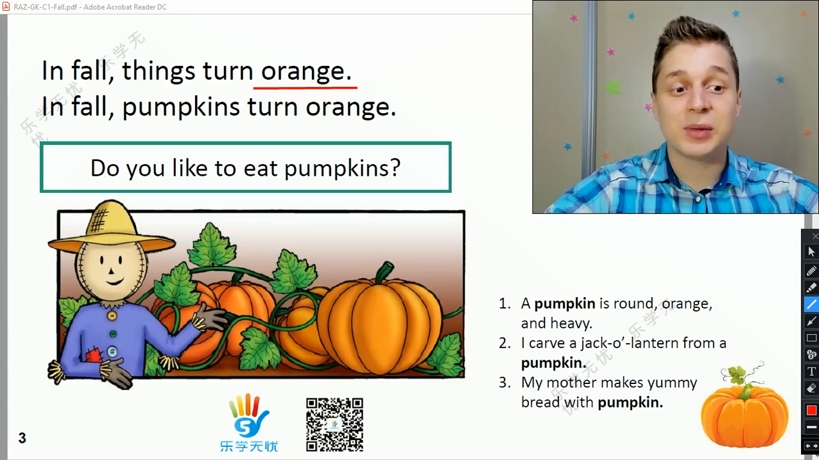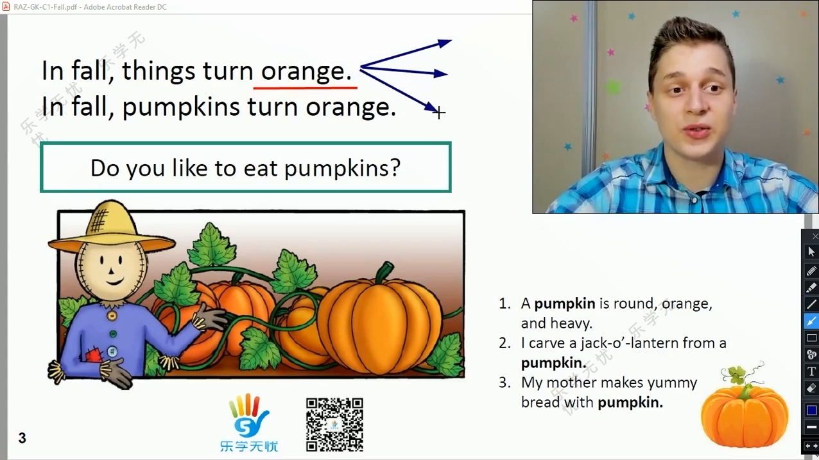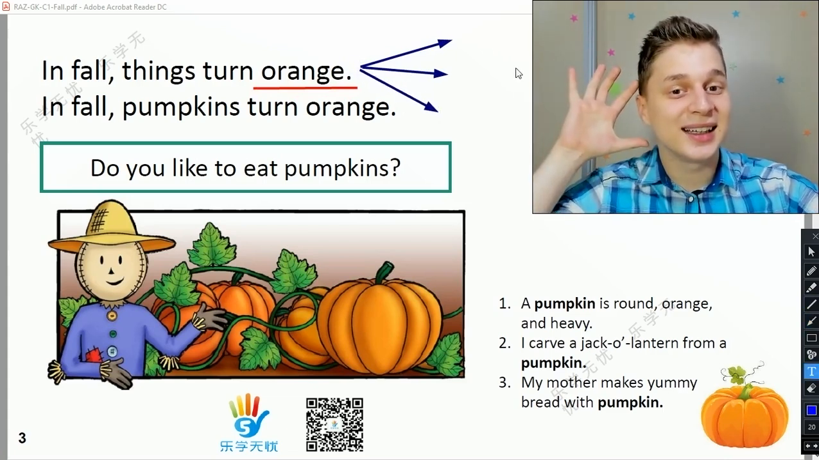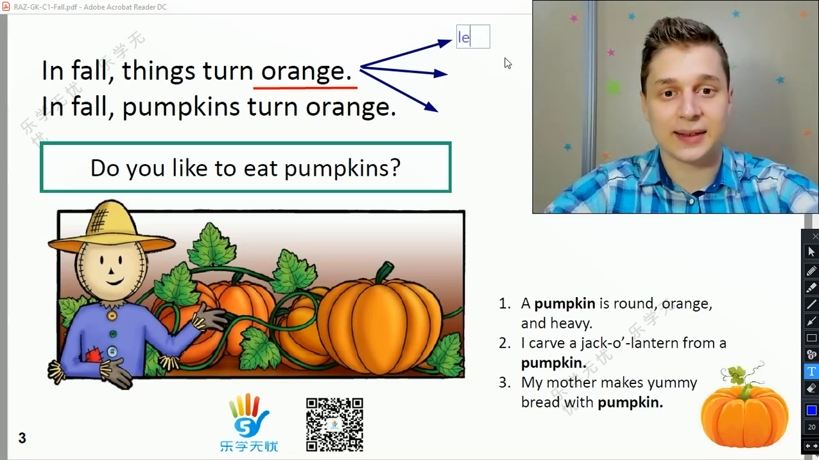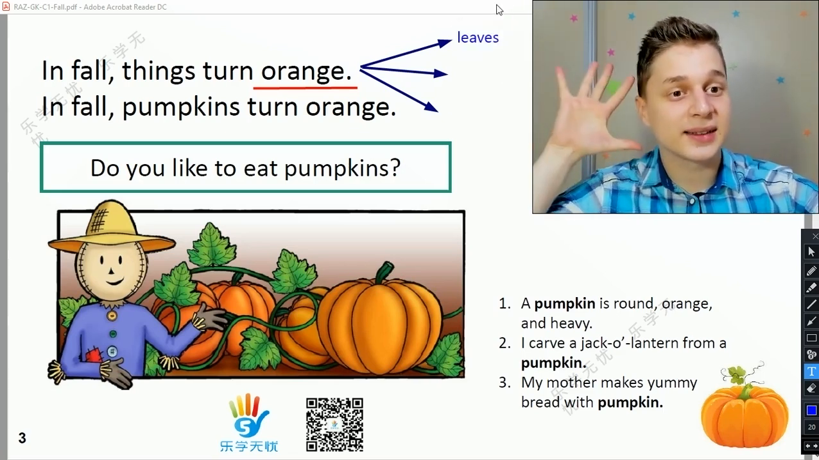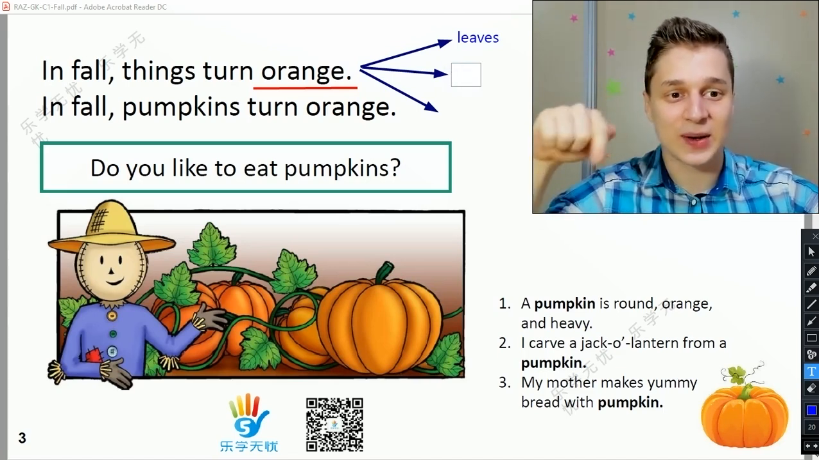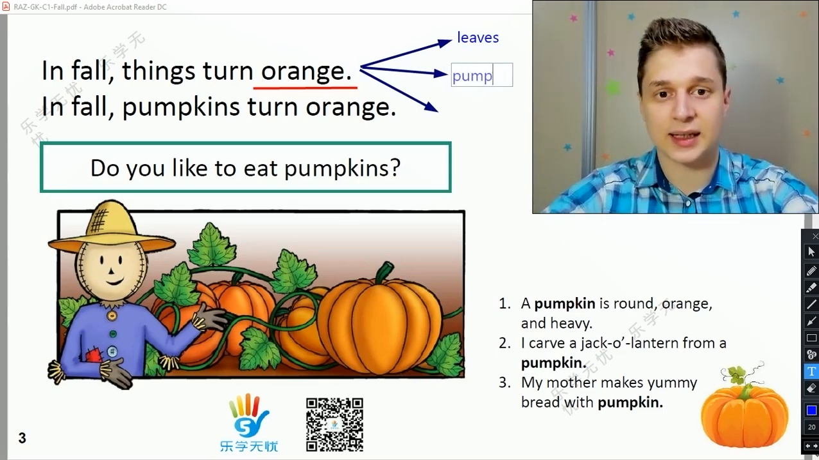Let's list a couple of things that turn orange in fall. What turns orange in fall? Let's hear it. Leaves. What else? Pumpkins. There we go. We can see pumpkins in this picture.